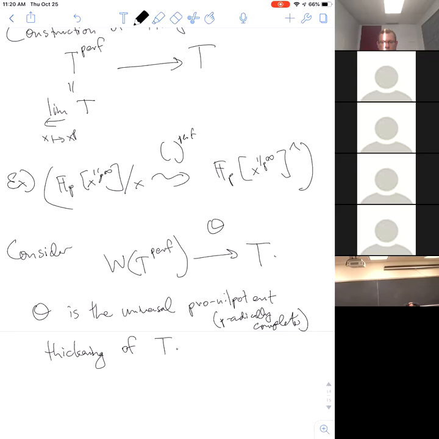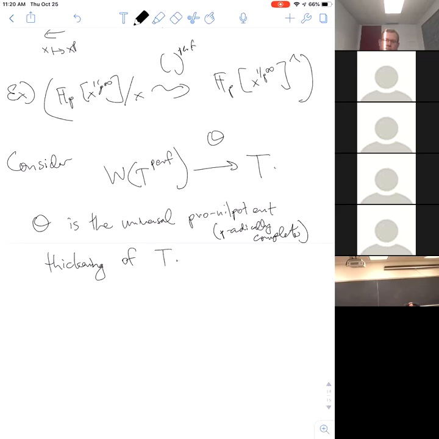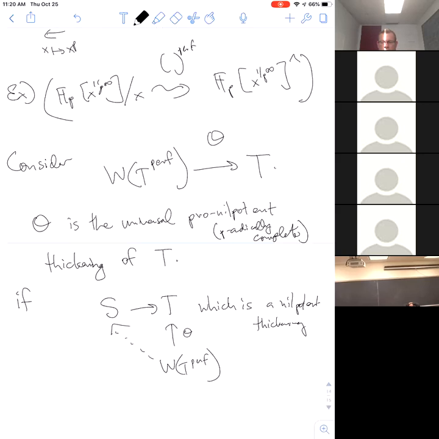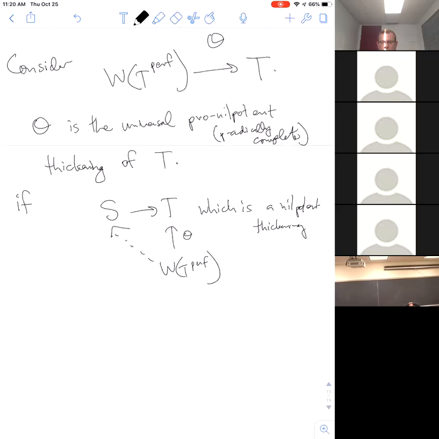If you have a ring which is not perfect anymore but semi-perfect, there's still an analog of this construction, but you have to first pass to the perfection. So it's a universal pro-nilpotent thickening of T in the sense that if I have any map S to T which is a nilpotent thickening, then there's a canonical lift from the Witt vectors of T^perf to S. So it's the initial object, in some pro sense, in the category of nilpotent thickenings of T.